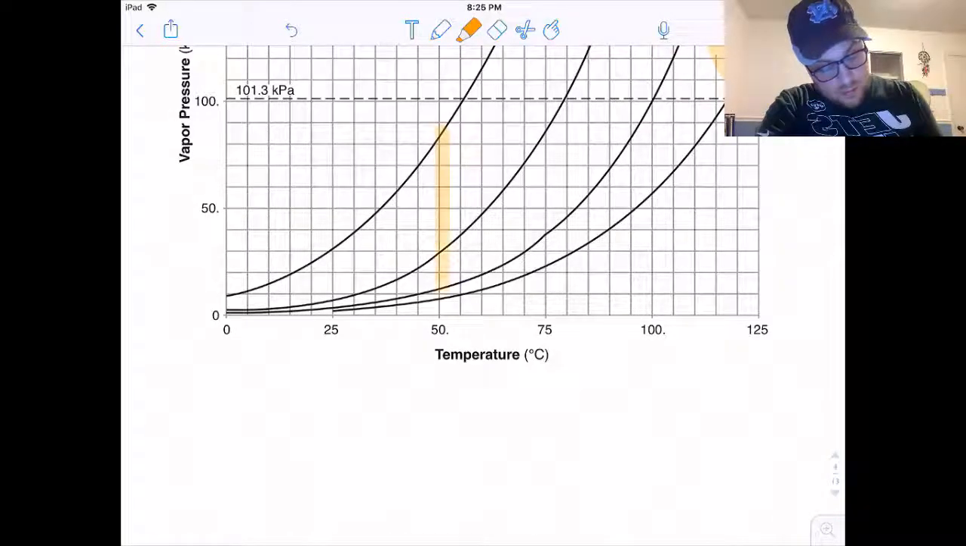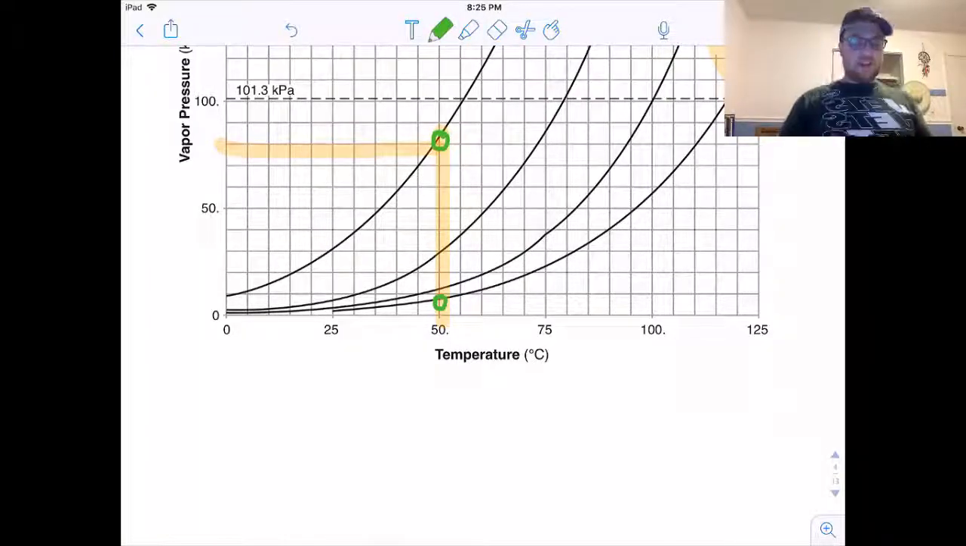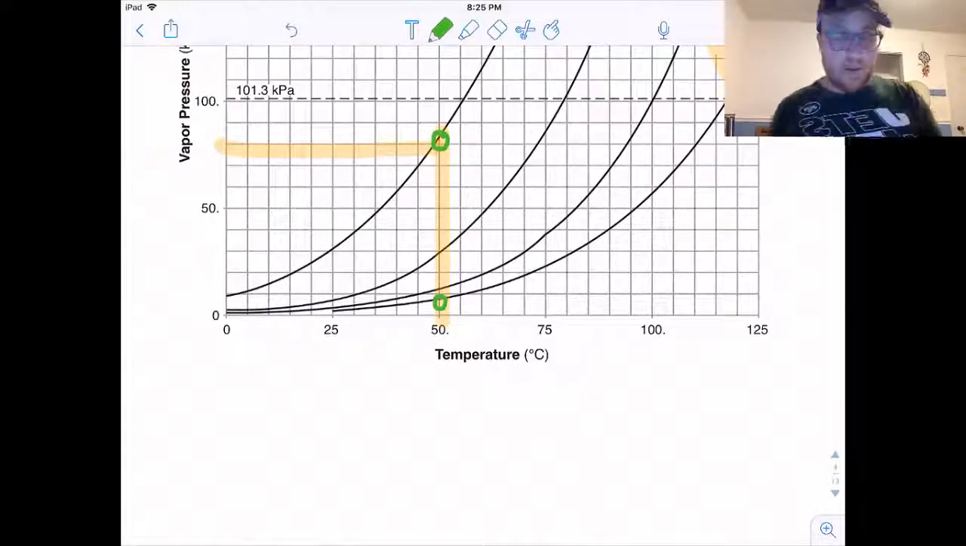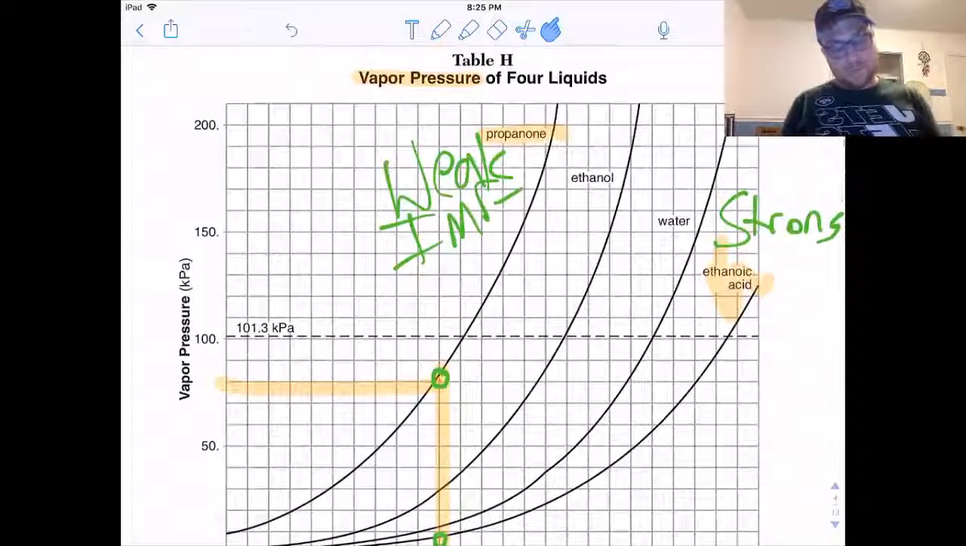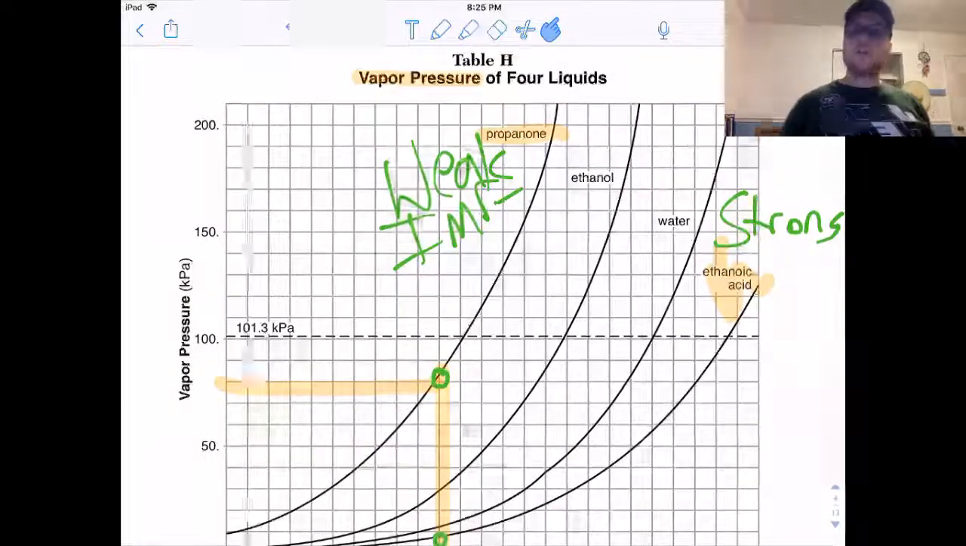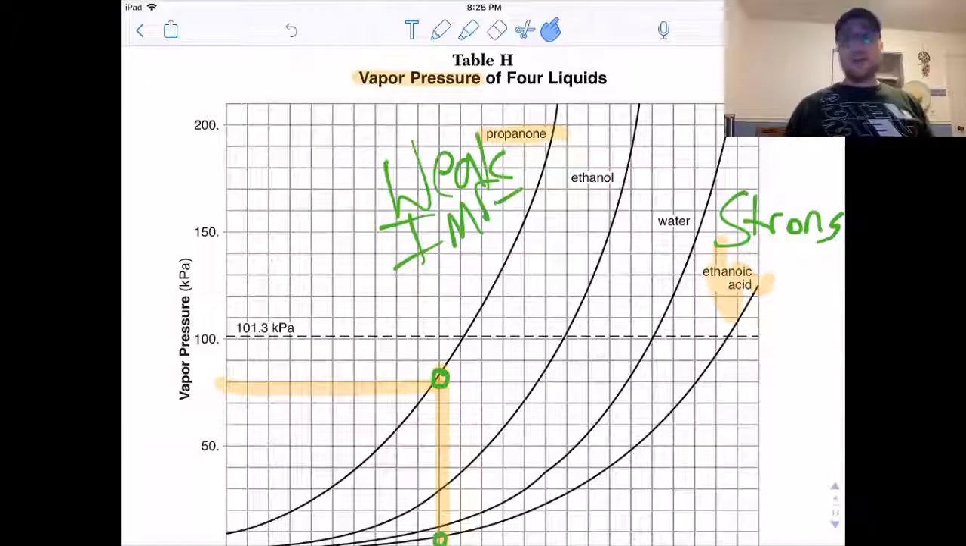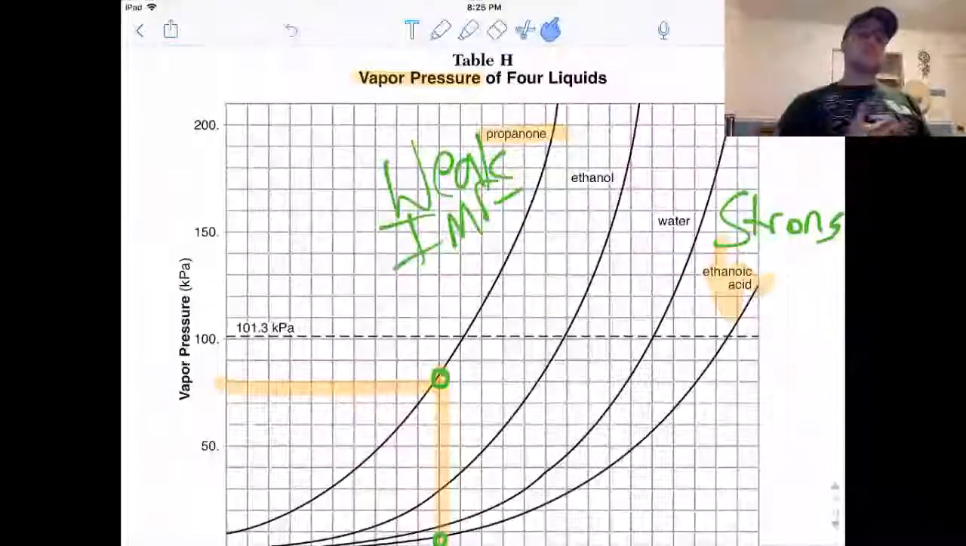So if there's a question about IMFs, propanone's weak because it has a very high vapor pressure at any given temperature compared to the other three. Ethanoic acid is very strong IMFs because at any given temperature, even very high temperatures, ethanoic acid just does not want to turn into a gas. Versus propanone, it doesn't even matter if you're at 110 degrees right here. Propanone's pretty much, I'm just a gas. I'm not a liquid, I'm gone, I'm a gas.